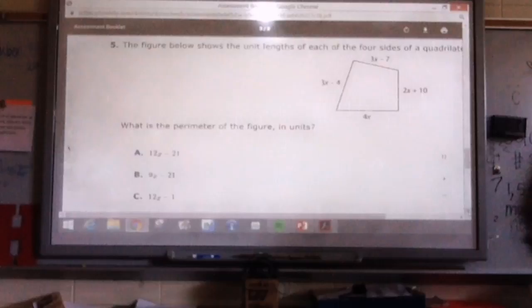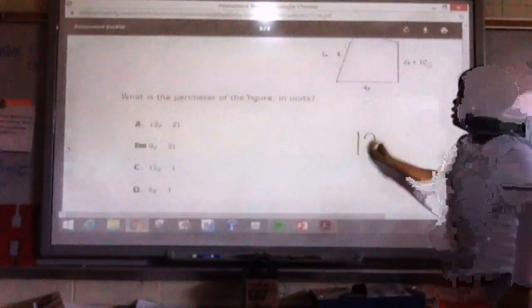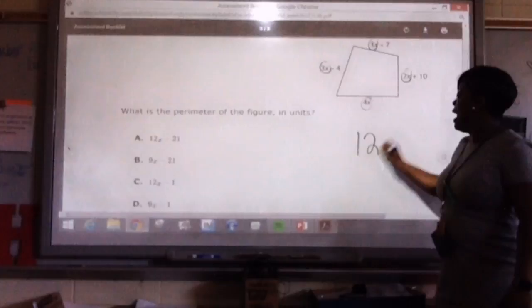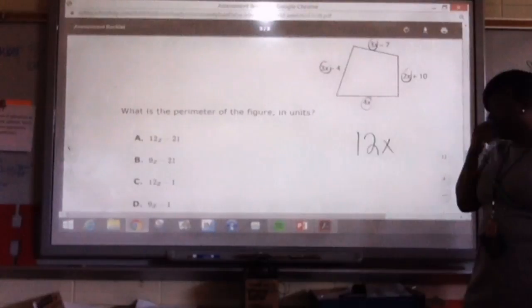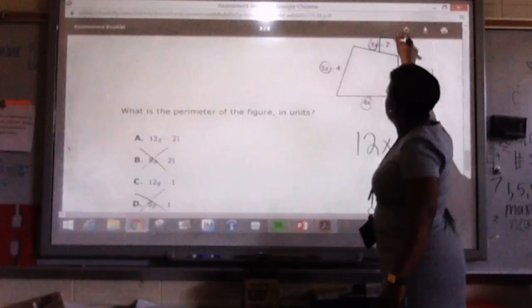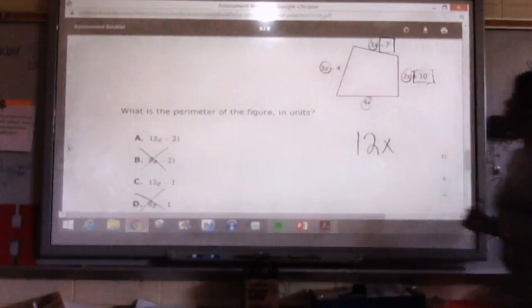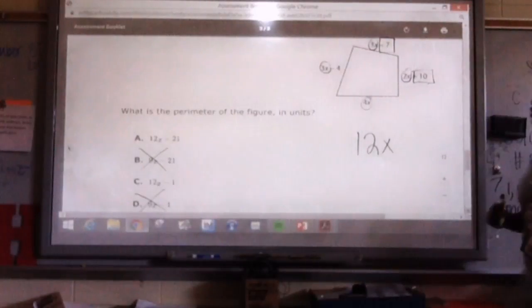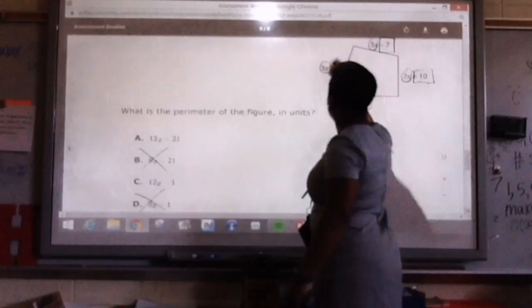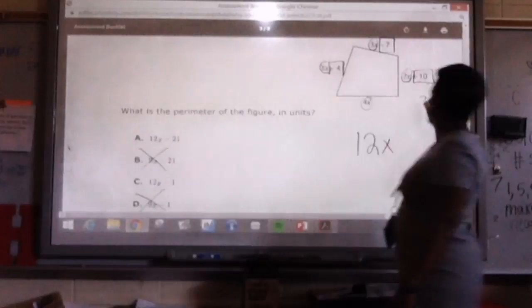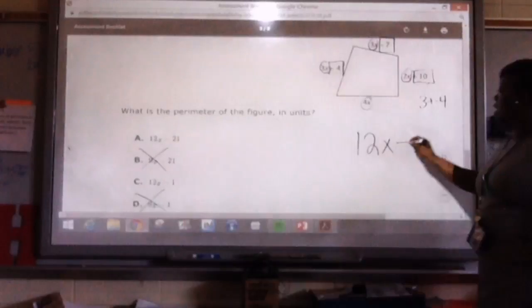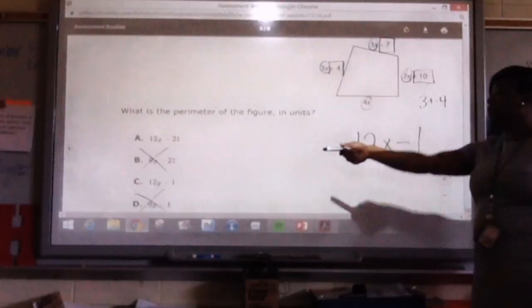Alright, what does perimeter mean? Perimeter means to add. Now, because I have multiple choice, which one of my options does not have 12x? Plus a negative 7 gives me what? Positive 3. Positive 3 plus a negative 4 gives me negative 1. So your answer would be C.